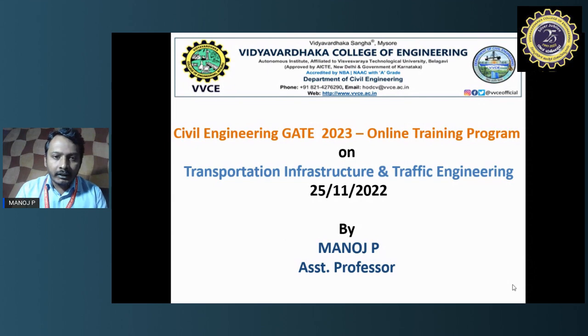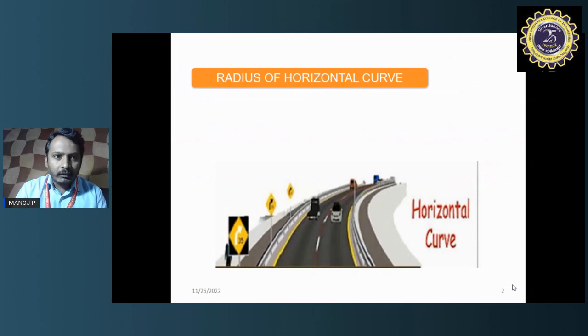In the last class, we discussed the highway geometric design till super elevation. Today, we shall start with the radius of horizontal curve. What do you mean by horizontal curve? Horizontal curve is the curve which is directed in horizontal direction, either to right or left.